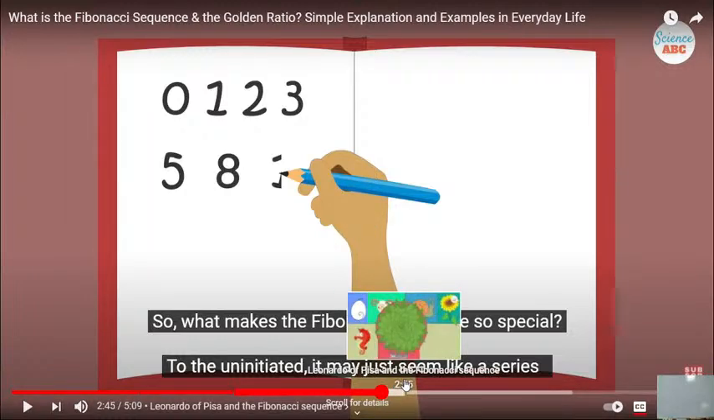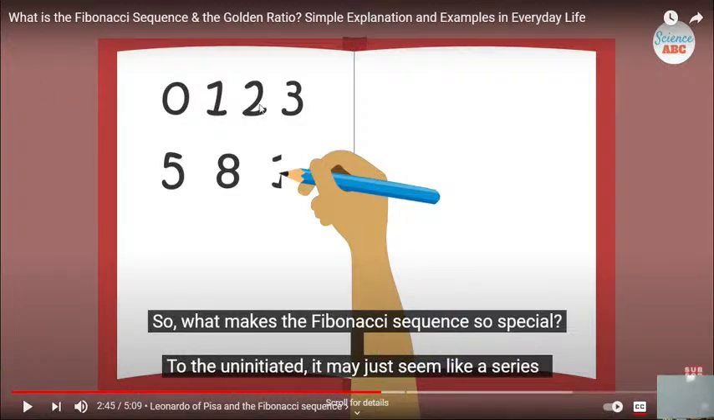Here, what we have observed in the sequence is the addition of the previous two numbers, like 0 plus 1 is 1. Now 1 plus 1 is 2. Now 1 plus 2 is 3. 2 plus 3 is 5. 5 plus 8. What will be the next number?